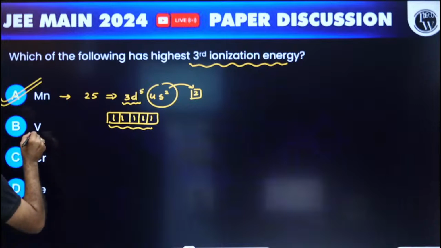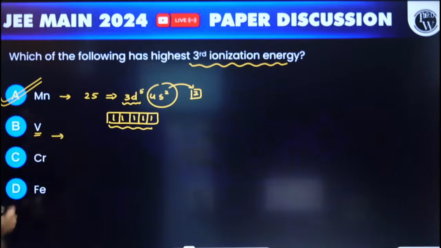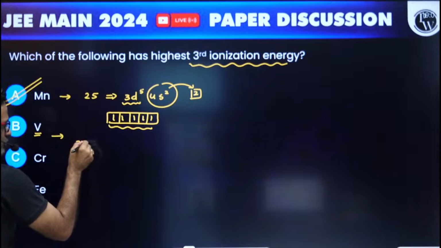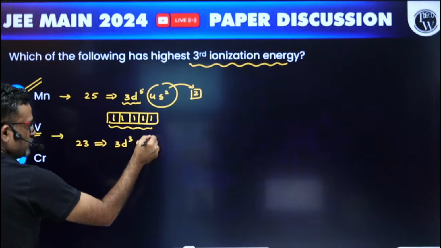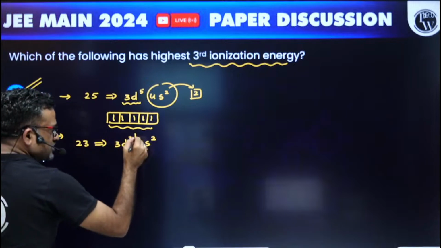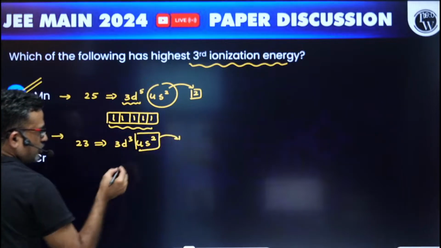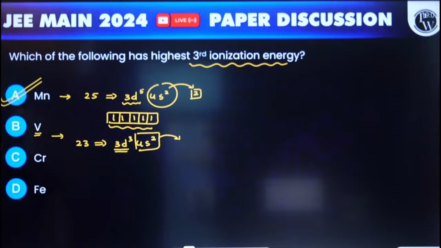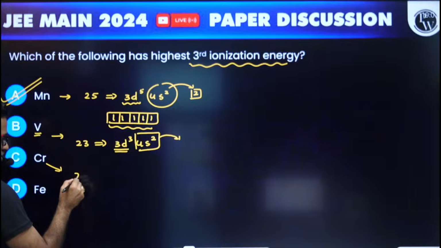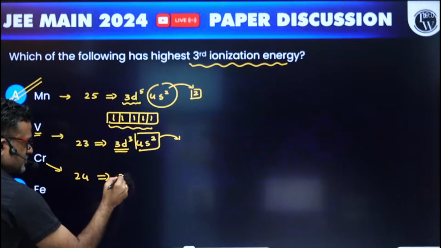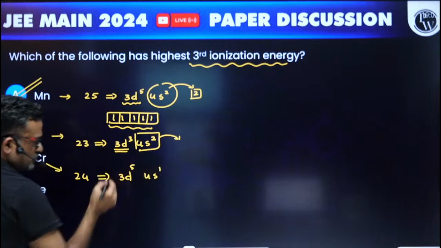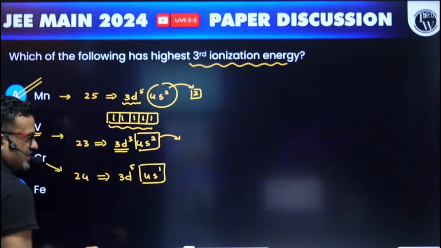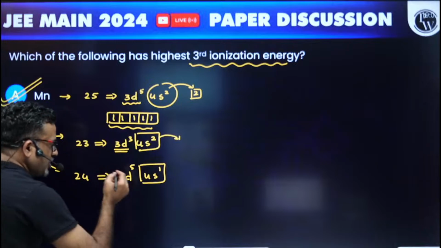That is because if you consider vanadium, which is 23, whose configuration is 3d3 4s2, the first two electrons are lost from here. The third electron would be lost from 3d3, which is not a half-filled configuration. What about chromium, which is 24, whose configuration is 3d5 4s1? So the first electron is removed from here. Here second ionization enthalpy is high, but not the third one.